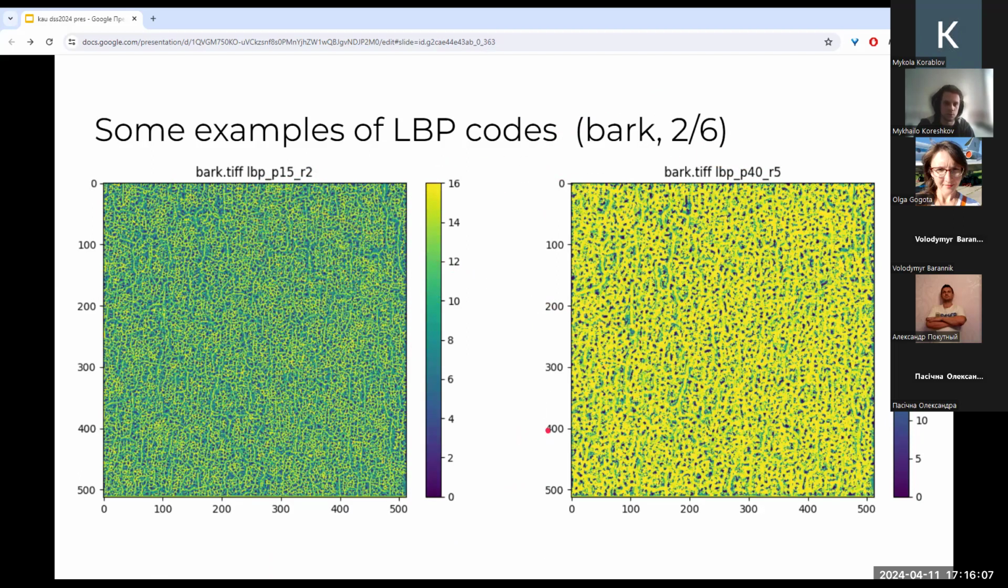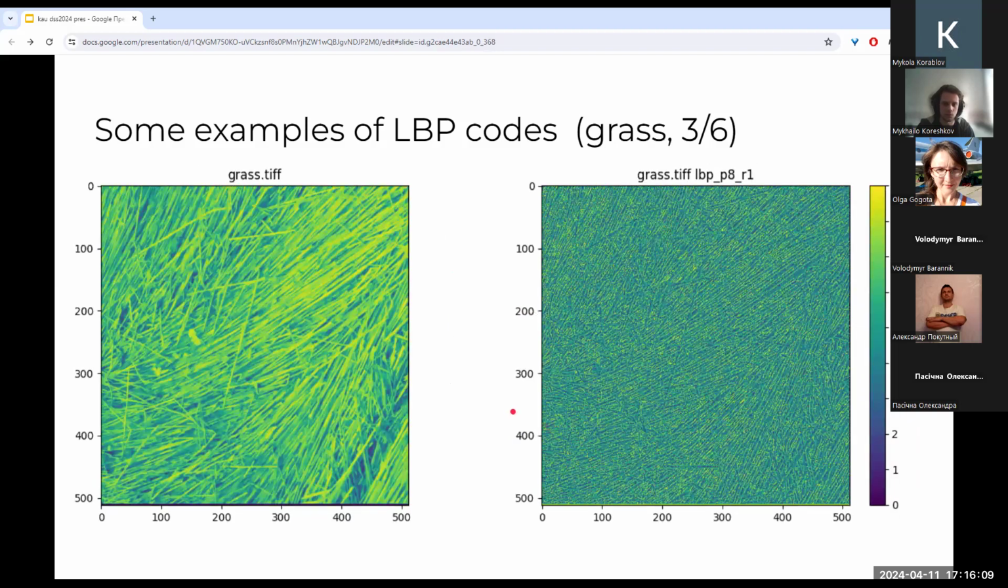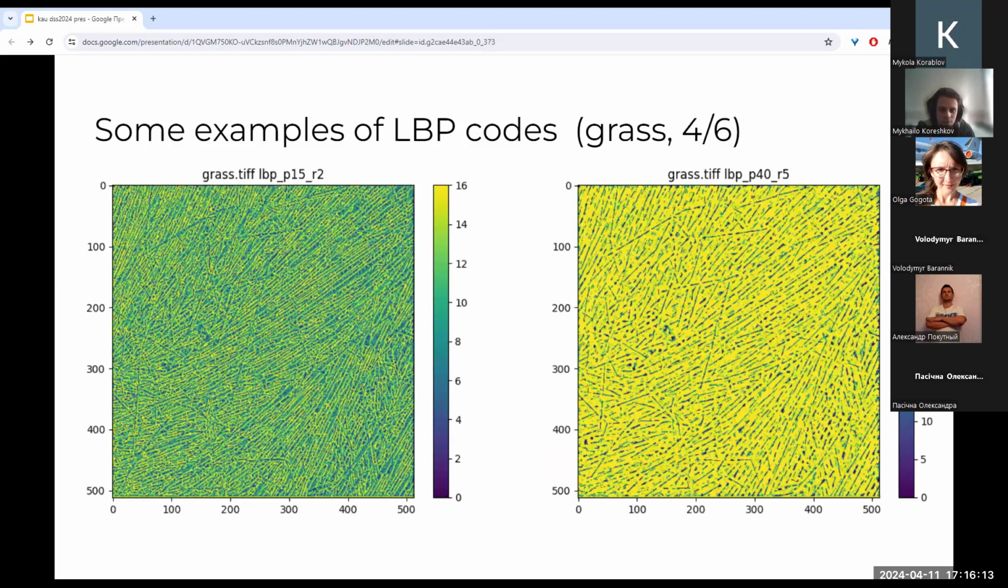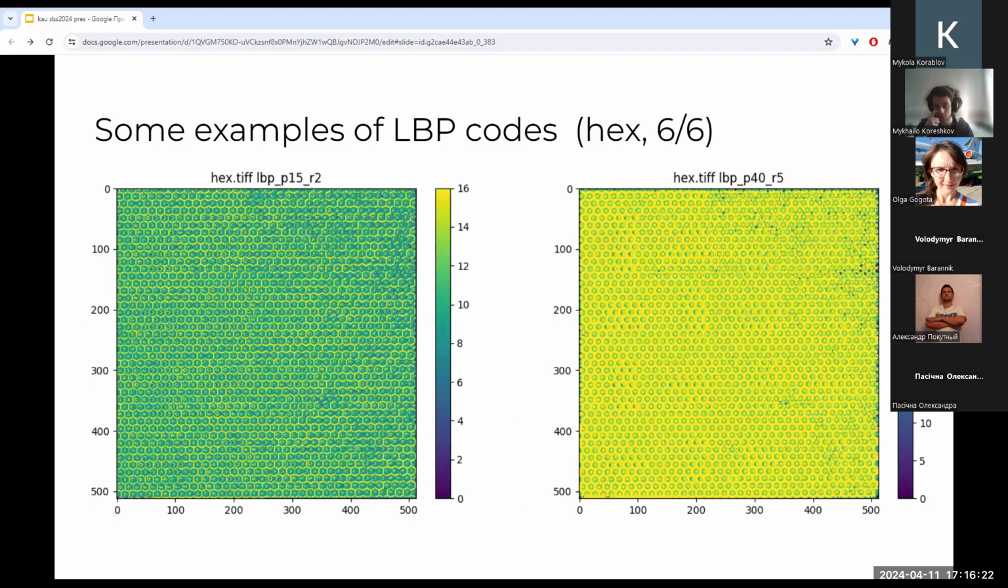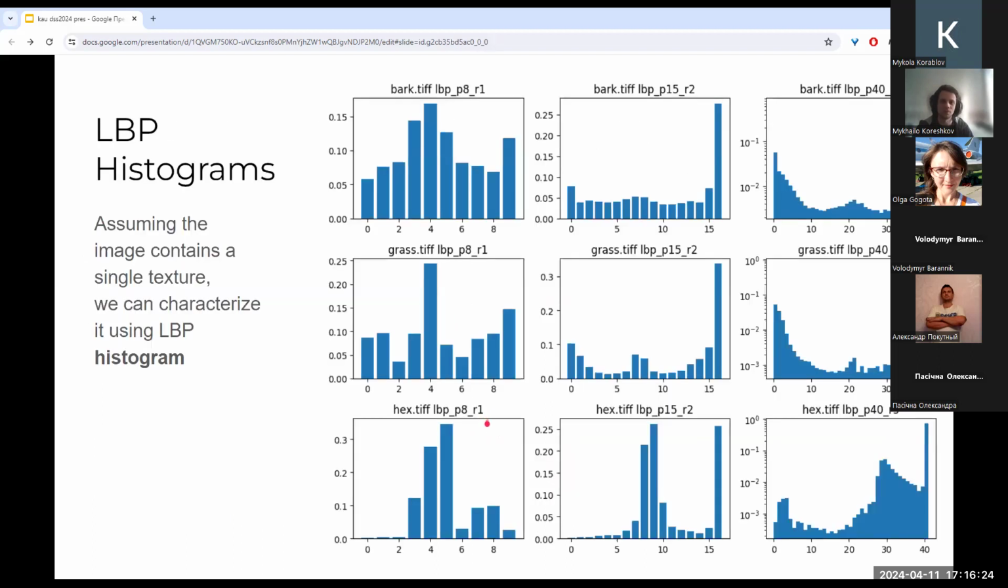I will send you this presentation, I guess, in the Telegram chat, so you can see it yourself. I will not stop for it right now, unfortunately. But it's just funny to see and to try to understand what they're capturing in the image.